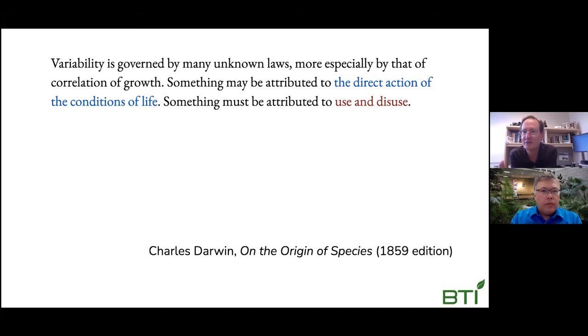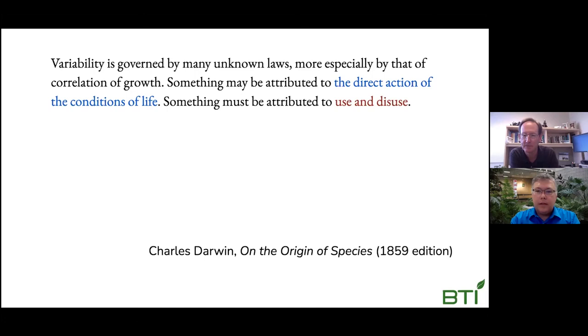And this gets to your point, AJ, about the filtration and the variability. He's saying these are really two separate things. And of course, Darwin and Wallace didn't understand the rules of genetics or variation. But what Darwin's pointing out here is that variability might be coming from direct action of the conditions of life, right? I highlighted this because this is the kind of language that gets back to Geoffroy's idea about the direct action of the environment. And then the next sentence says, something may also be attributed to use and disuse. This is also a nod to the French, in this case, Lamarck.